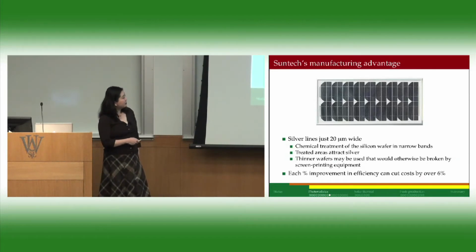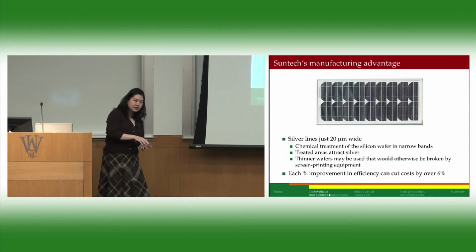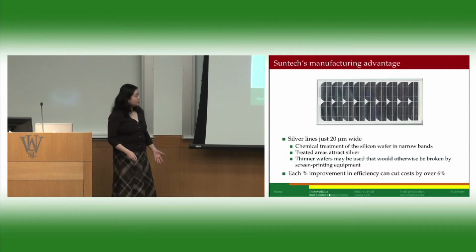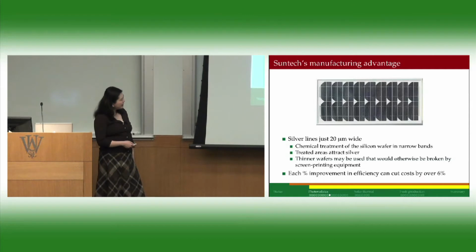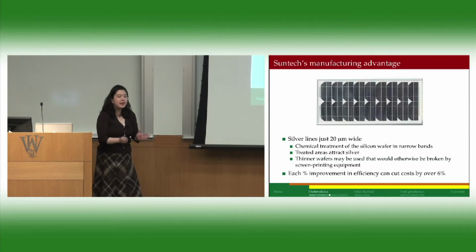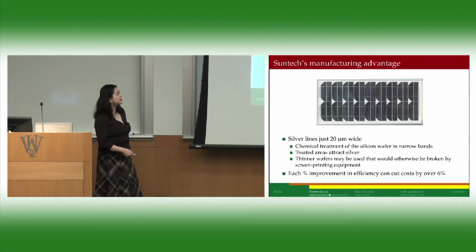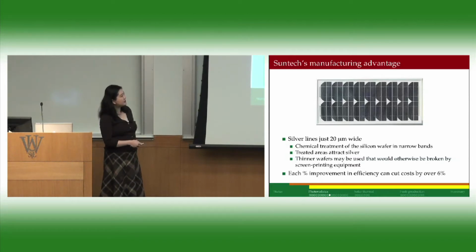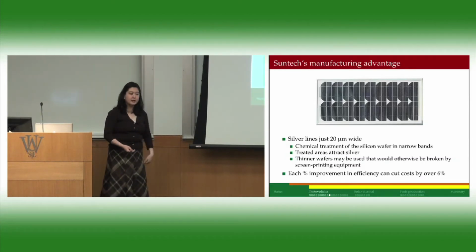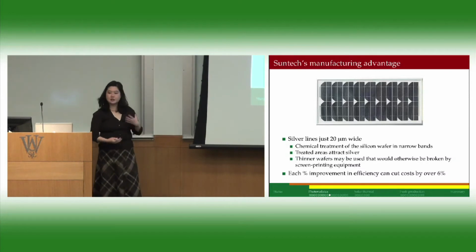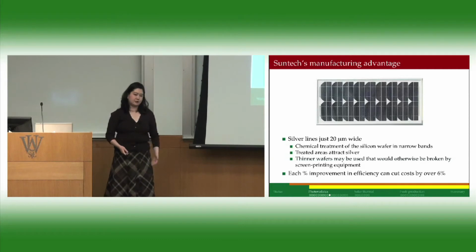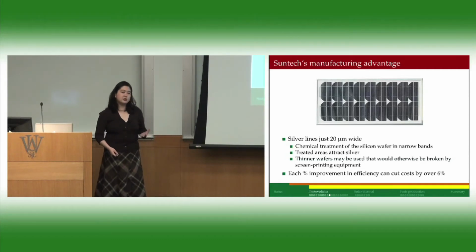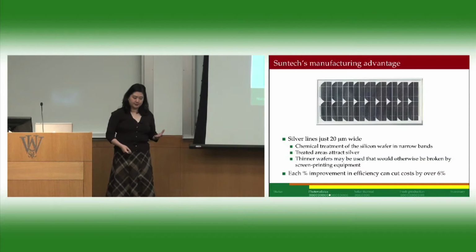Because they don't need to do screen printing, they don't need to press on the wafer as hard, so they don't need as thick a silicon wafer as the conventional process requires. So they can use thinner wafers and print the lines closer, a great manufacturing process. Every percent improvement in efficiency can cut your cost by over 6%. So if you improve it just a little bit, you can cut your cost, and that is why China and Suntech and other companies are able to produce solar panels so efficiently and inexpensively.